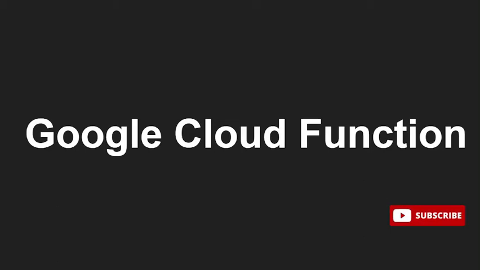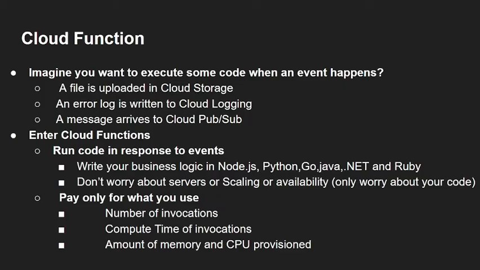What is a Google Cloud Function, or GCF? Imagine you want to execute some code when an event happens. A file is uploaded into object storage in Google Cloud, which is Cloud Storage, an error log is written to Cloud Logging, or a message arrives on a queue, which is Cloud Pub/Sub. In all these situations, you want to run some code when some event happens. That's where you can go for Cloud Functions.